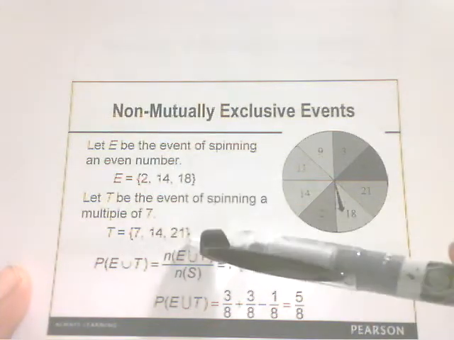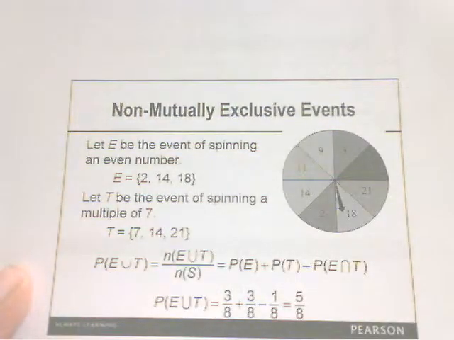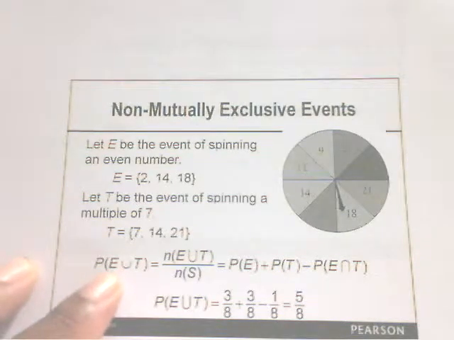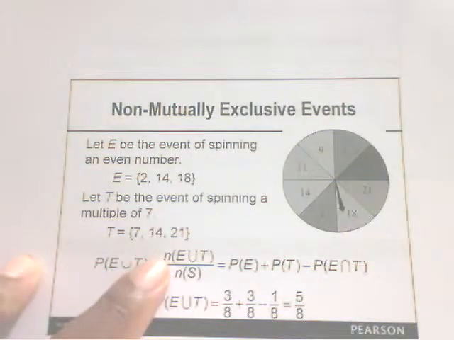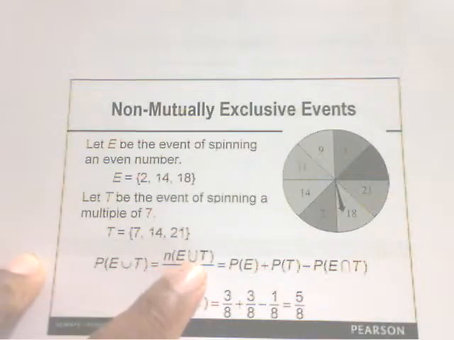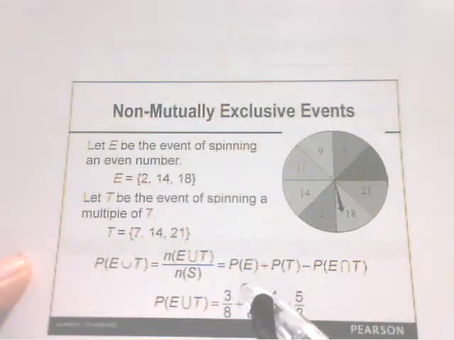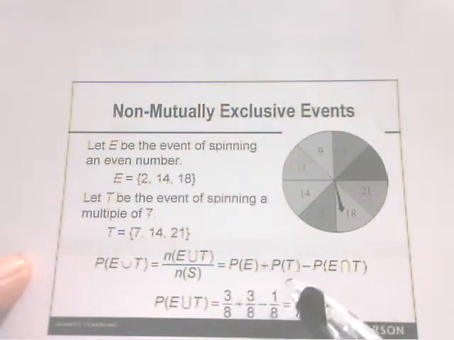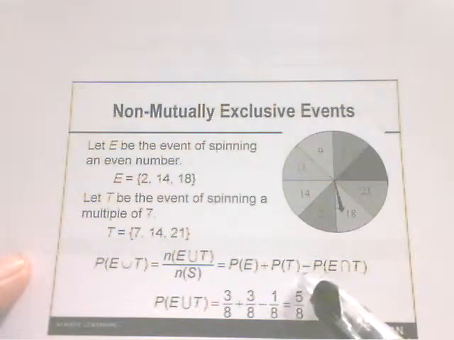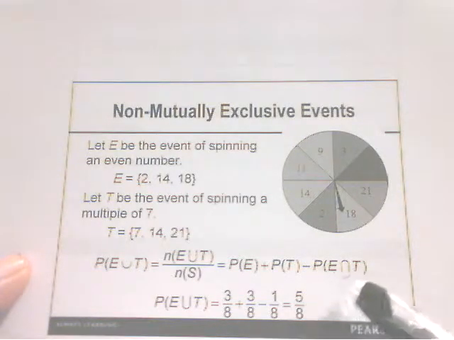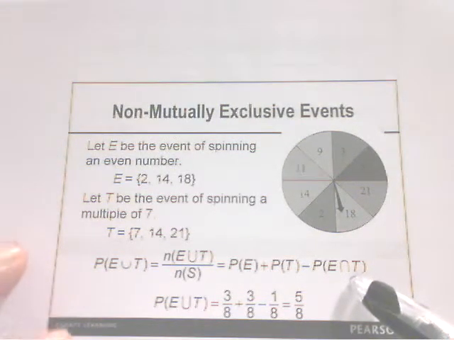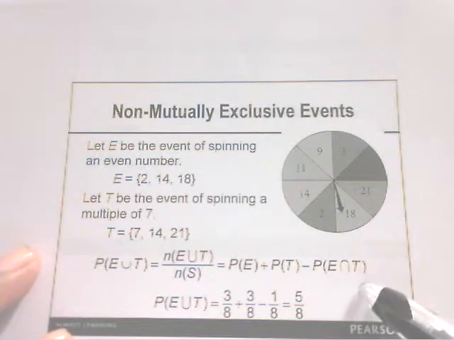Okay, 14 is in both of these events. So here the probability of the union of E and T would be the number of elements of the union of E and T divided by the number in the sample space. That's going to be equal to the probability of E plus the probability of T minus the probability of the intersection of E and T. Now, we subtract this off because we want to avoid double counting.